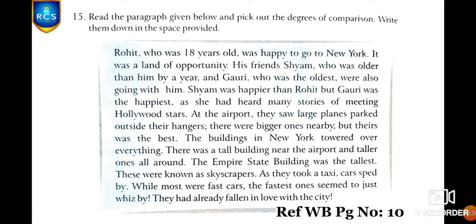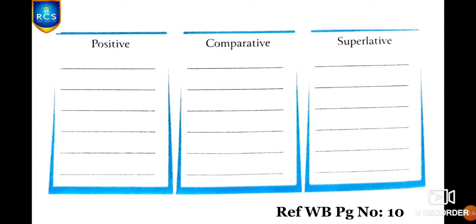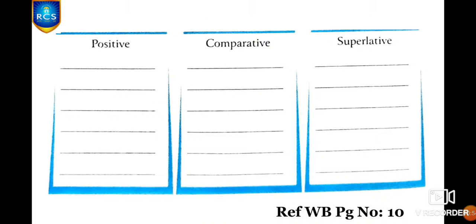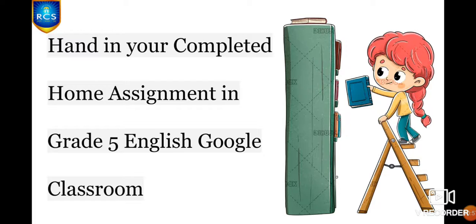And next, in your workbook part 2, page number 10, complete the 15th question, that is, read the paragraph given below and pick out the degrees of comparison from the passage and write them down in the space provided. They have given you space, that is a tabular column of positive, comparative and superlative degree. You have to read the passage carefully, find out the degrees of comparison and fill in this table. And this is your home assignment for today's session. After completing your class activity and home assignment, hand in your completed work in grade 5 English Google Classroom.